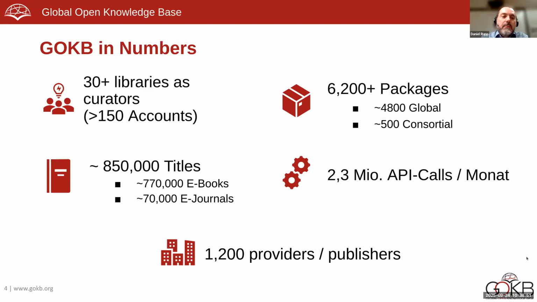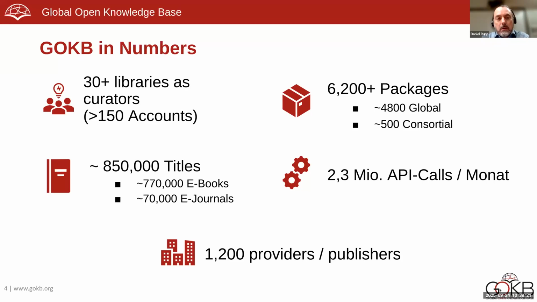All in all, we have 850,000 titles, 770,000 ebooks and 70,000 e-journals, and these are only our reference titles. Each title could also be in multiple packages. These are the altogether differentiated titles we have.